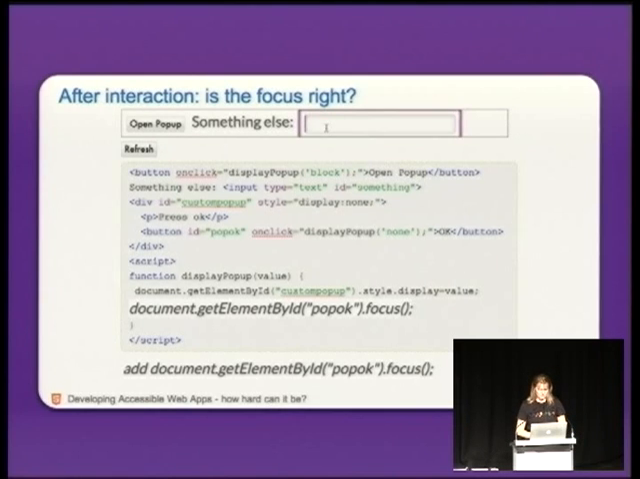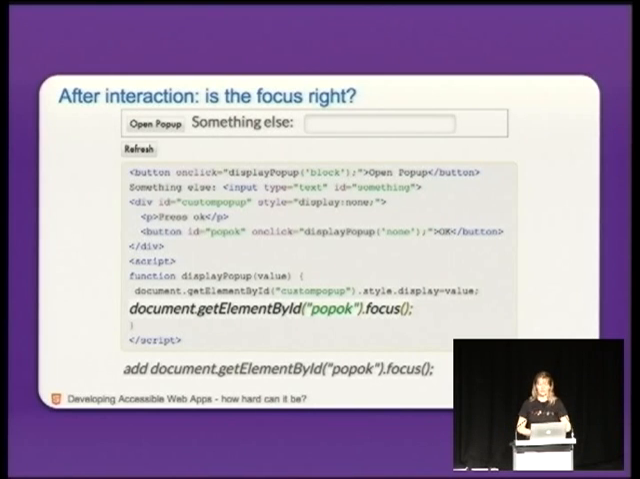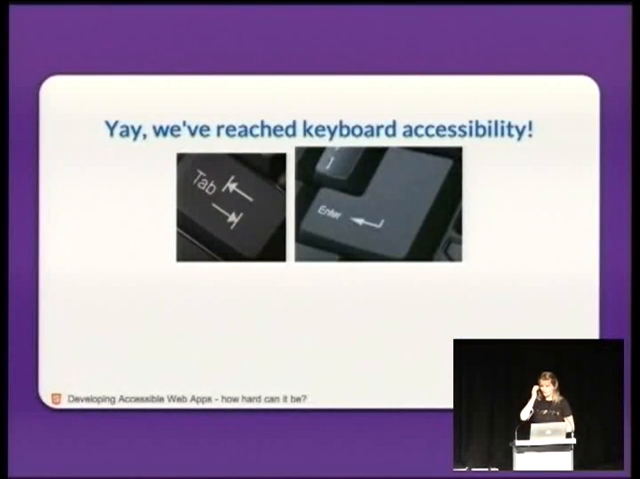So what happens now? Open pop-up button. Right, I hit Enter. OK button. Yay, and our focus is exactly where it's supposed to be. It's on the OK button, and we can just hit Enter, and it's done. So manage your focus, not just your tab order. Okay, that wasn't that hard, and we've already reached keyboard accessibility.